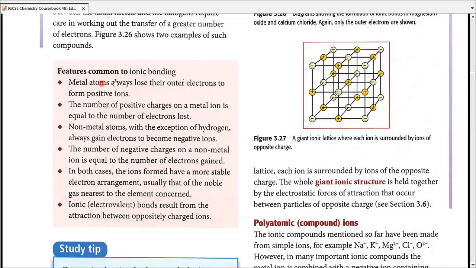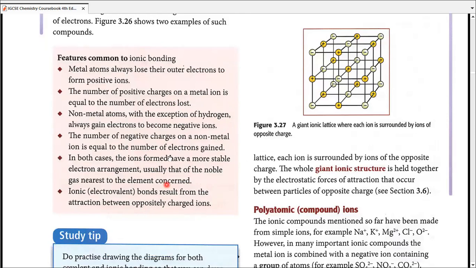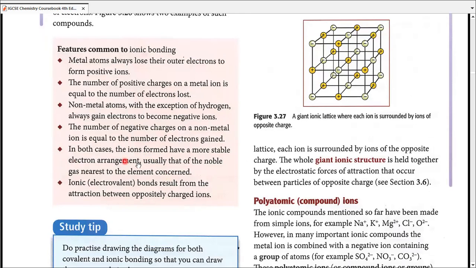Some features: metal atoms always lose electrons. They always form positive ions. Most of the time, the number of positive charges in a metal ion is equal to the number of electrons lost: plus one, plus two, plus three. In a similar way, non-metal ions, with the exception of hydrogen, tend to gain electrons to become negative ions. The number of negative charges in a non-metal ion is equal to the number of electrons gained: minus one, minus two, or minus three, respectively. In both cases, the ion formed has a more stable electron arrangement, usually that of the nearest noble gas. That's why they are more stable.